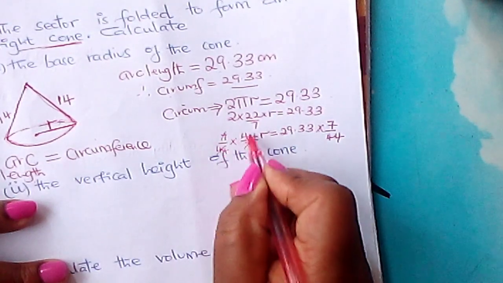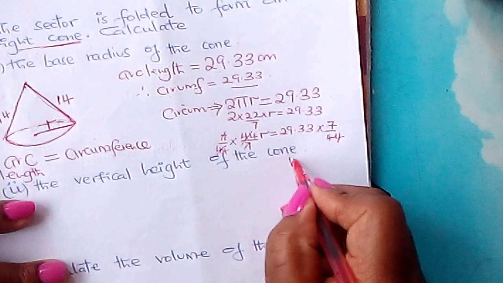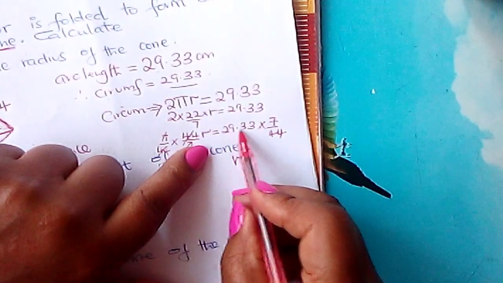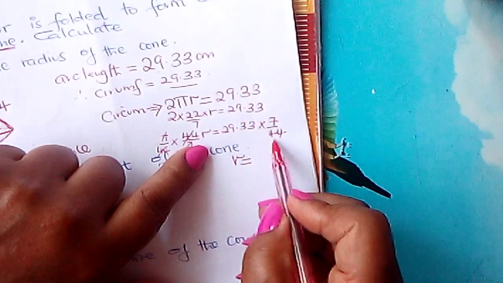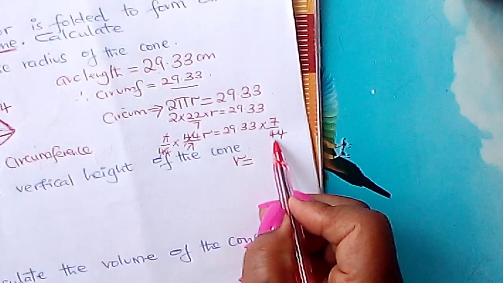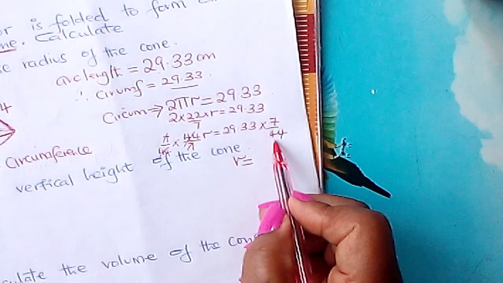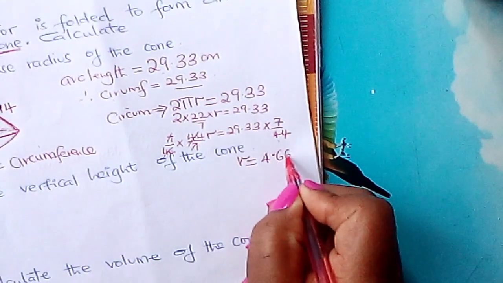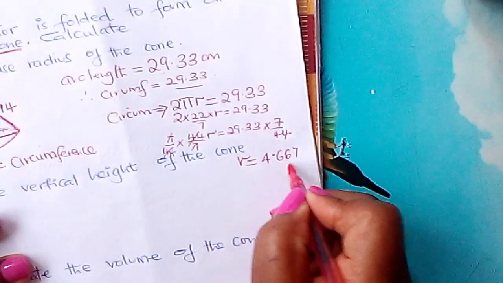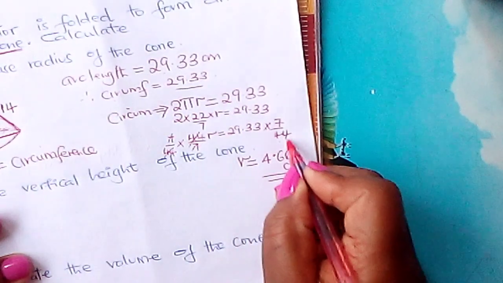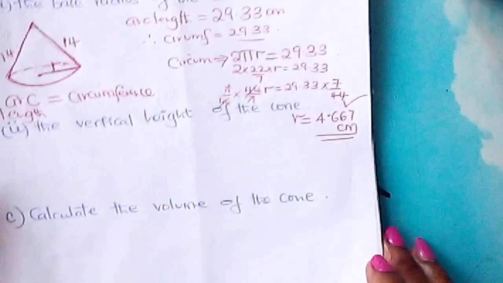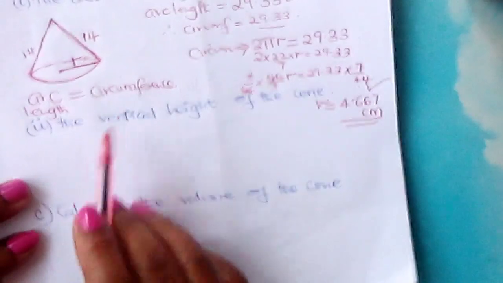So these cancel out, learner. And therefore you are left with what? Our radius therefore is 29.33 times 7/44. Using a calculator, learner, you'll get that the radius is 4.667 centimeters. That will be the radius of our circle. From there, learner, we go to the next.